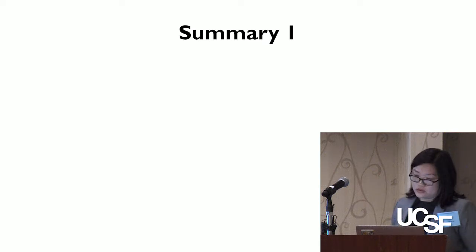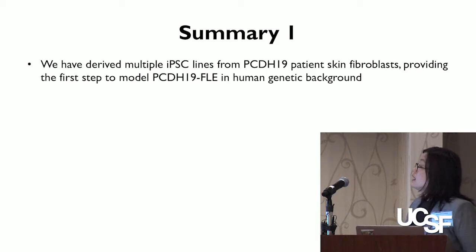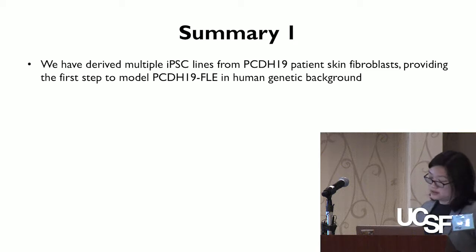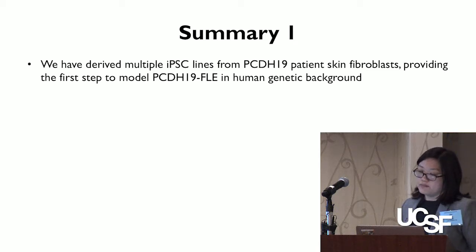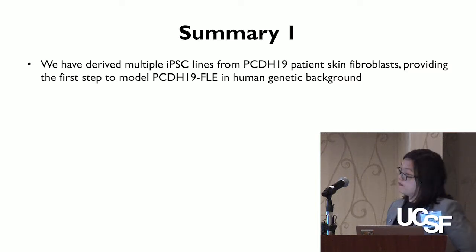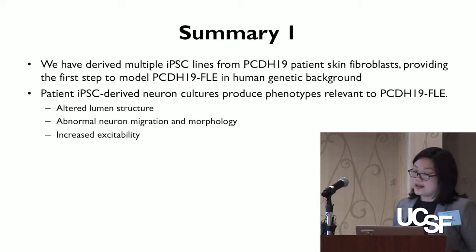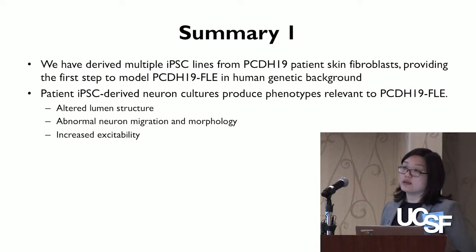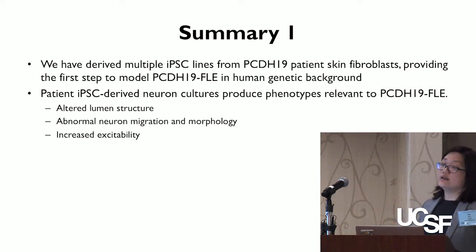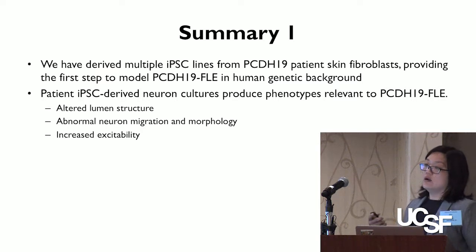That being said, I want to summarize what I have explained so far. We have derived multiple iPS lines from multiple patient families, and these lines are really valuable sources to model PCDH19 female limited epilepsy in a human genetic background. Using these lines, we'll be able to identify FLE-related phenotypes, which is really important for us moving forward, and to identify, I think in the long run, drug targets for screening.